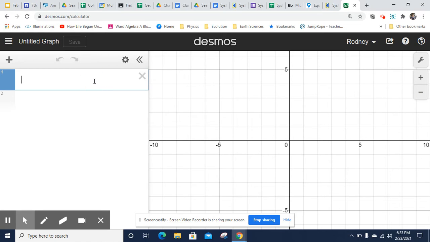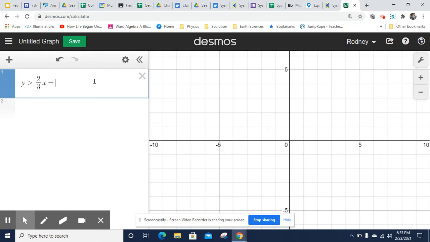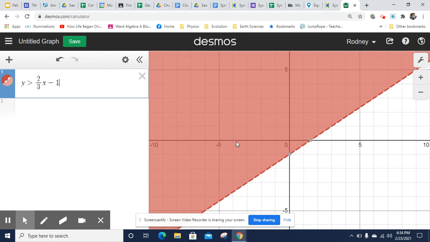So if I gave you this inequality, y is greater than 2/3 x minus 1, you can see that this zone is the solution for this. The line y equals 2/3 x minus 1 has a slope of up 2/3 and a y-intercept of negative 1. That's a boundary for that inequality. It's not included. That's represented by the dashed line. It's not included because it's not an or equal to, but it's a boundary, and everything on this side is shaded.